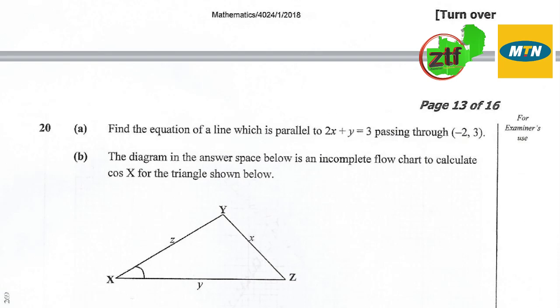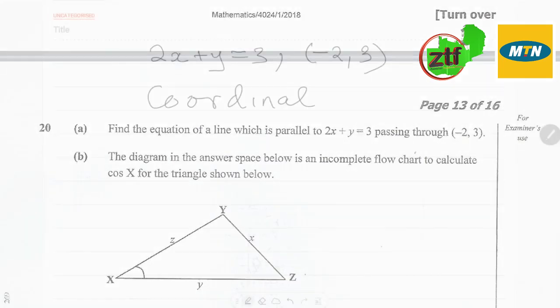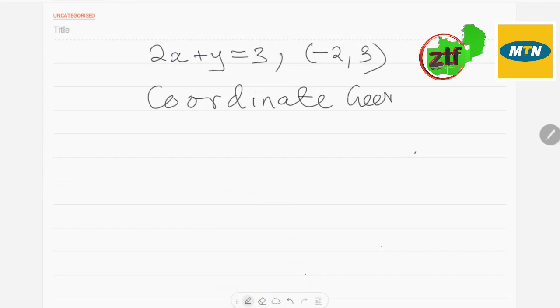Right. Now, where is this question? Which topic is this question coming from? This question is on coordinate geometry, and under coordinate geometry, there are a number of small building concepts that you need to bear in mind as you prepare for answering this question.